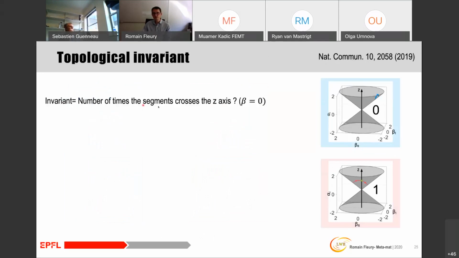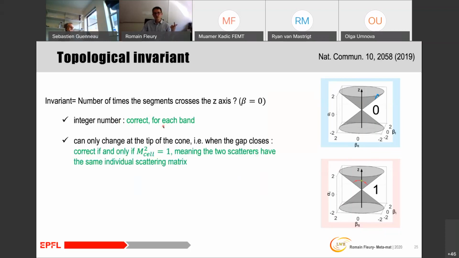Invariant is the number of times the segment crosses the z-axis. So it's 0 here, it's 1 there. Is it a good topological invariant? The answer is, first, it's an integer number that I can define for each band. And it can only change at the tip of the cone when the band gap closes. Is that true? You can show that it is true if and only if the square of the transfer matrix of the unit cell is 1. And this implies directly that the two scatterers, my two disks in my unit cell, have the same individual scattering matrix. So they are the same.